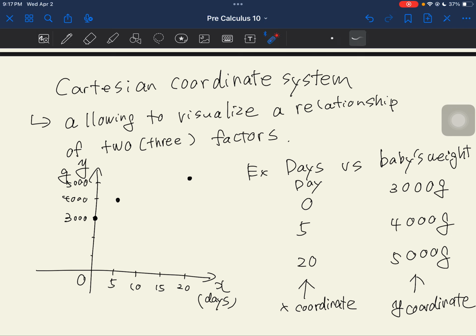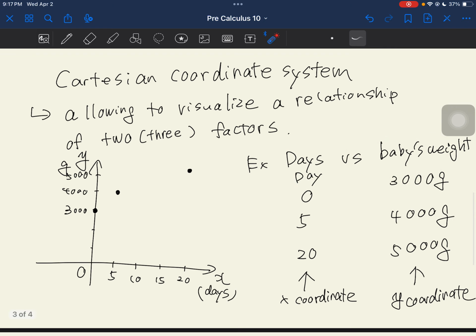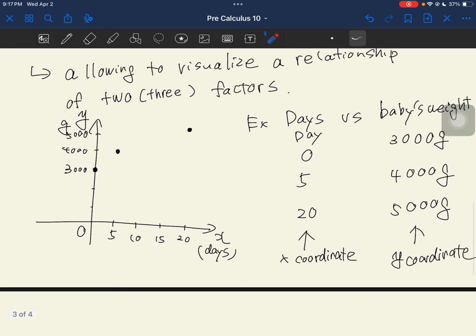Even though I plotted only these 3 points, you can briefly see the relationship between these two factors, days and baby's weight. If you just have that information independently, it's actually difficult to analyze. But by putting these two pieces of information in the same plane, this will help you to analyze. This is the advantage of the coordinate system.